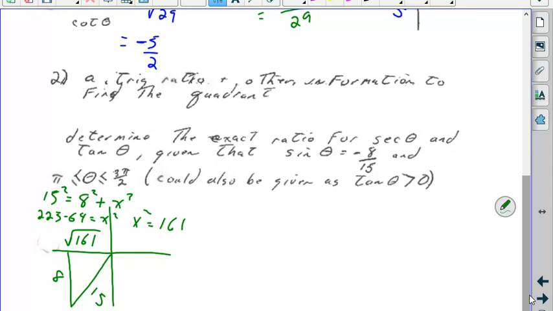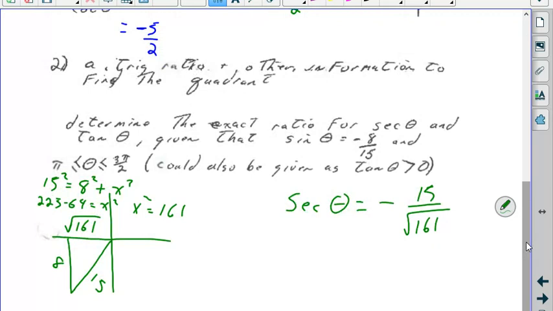So what we have here, we now have enough information to do exactly what we did before. We want secant and tangent. So secant theta is a reciprocal of cosine. In quadrant 3, cosine is negative. And it's going to be hypotenuse over adjacent. And I'm just looking at the triangle there. The negative came from the quadrant.